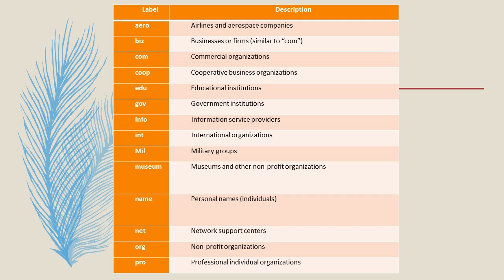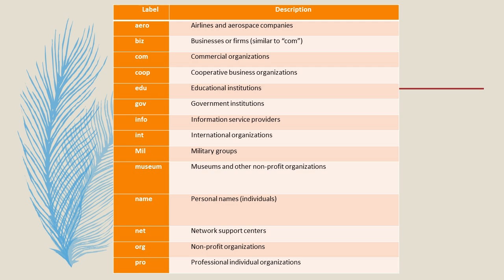The coop is used for cooperative business organizations. The edu is used for educational institutions. The gov is used for government institutions. The info is used for information service providers. The int is used for international organizations. The mil is used for military groups. The museum is used for museums or other non-profit organizations.